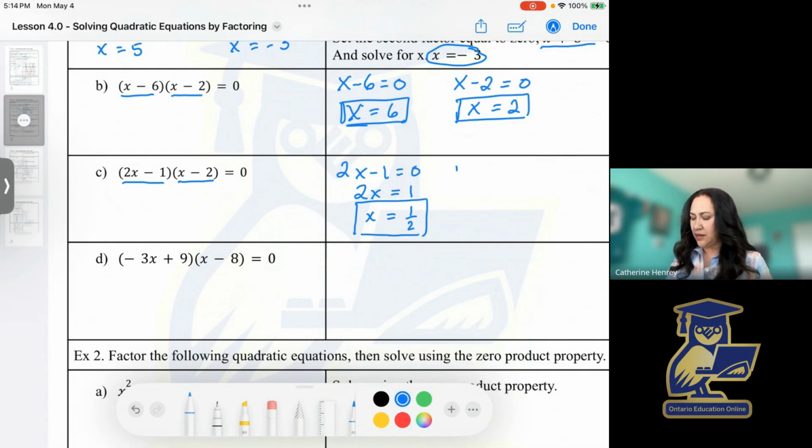And then we'll take the second factor, x minus 2, and set that equal to 0. And I simplify here, x equals 2.